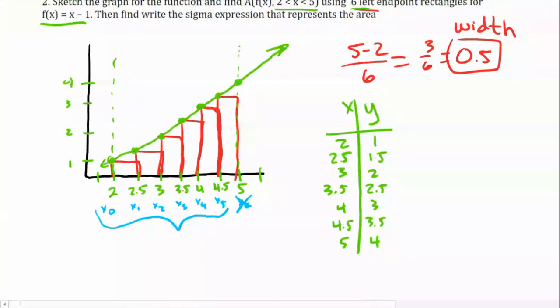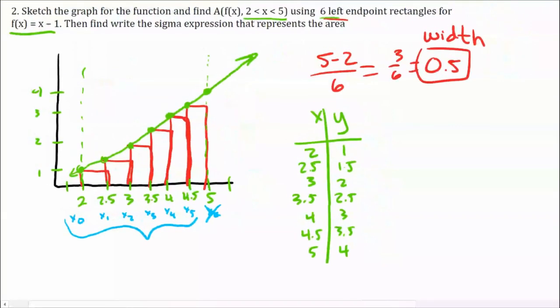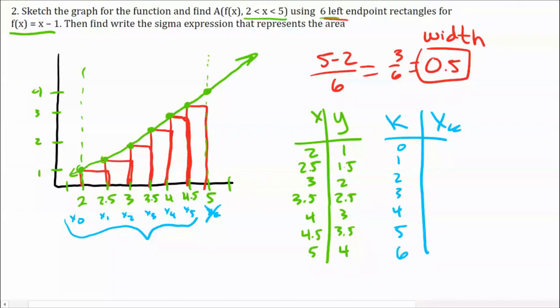The other thing I'm going to do here is I'm going to create an x of k table in blue here with those subscript notations there. So I go from 0, 1, 2, 3, 4, and 5. I could do 6, but I know already I'm not using that one, so not really that important. And then just as a reminder, the x of k's are actually x values. That's why it says x there. So we're just using 2, 2.5, 3, 3.5, 4, 4.5, and again, not using that one.